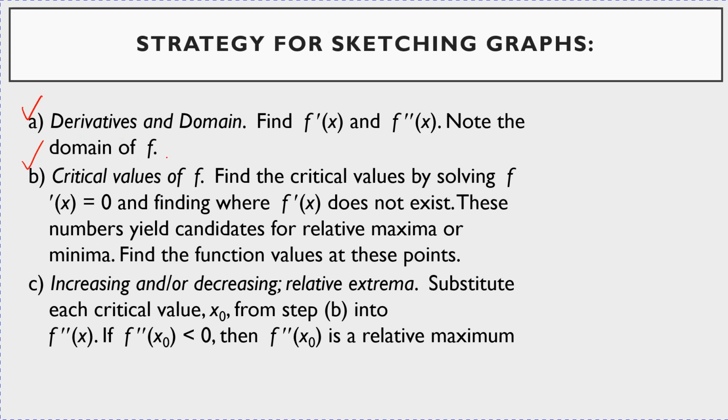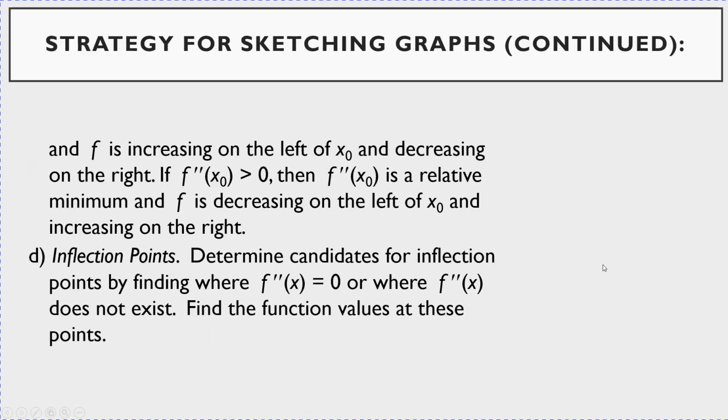Critical values are where the first derivative either is equal to 0 or does not exist. Then we're going to find increasing, decreasing, and relative extrema. I'm going to set this up using that table I did before, and then define the intervals increasing, decreasing. Then I'll look at that. You can figure out if you have a relative max or min, or you can use the second derivative test that we talked about in a previous lecture.